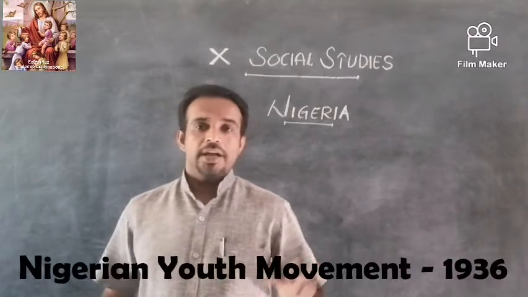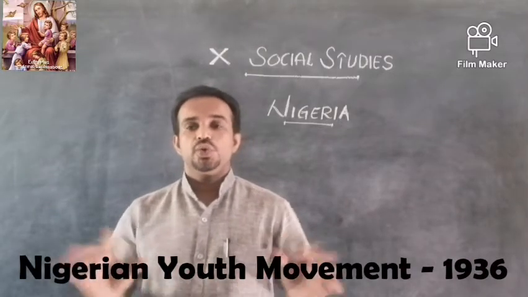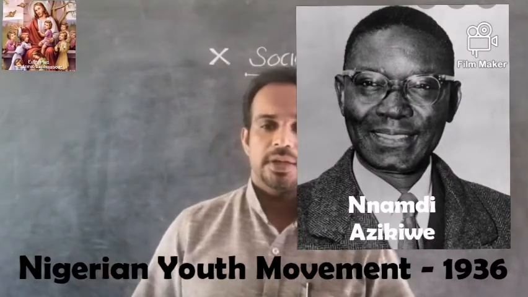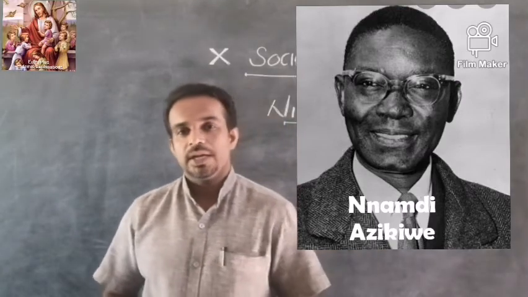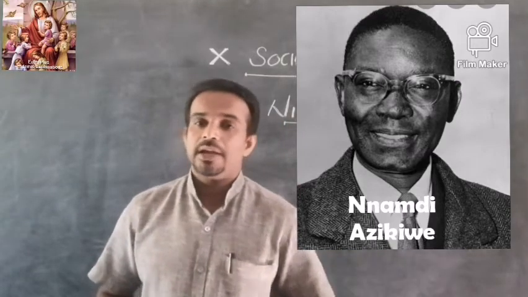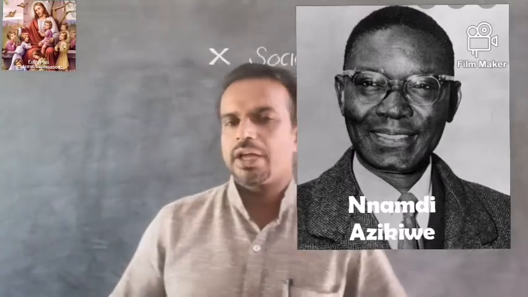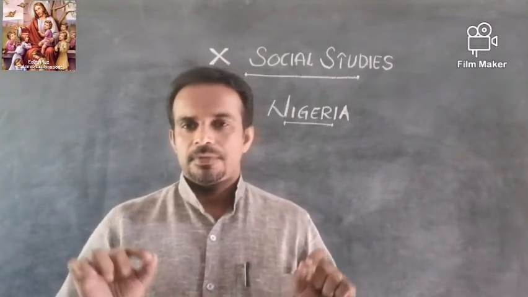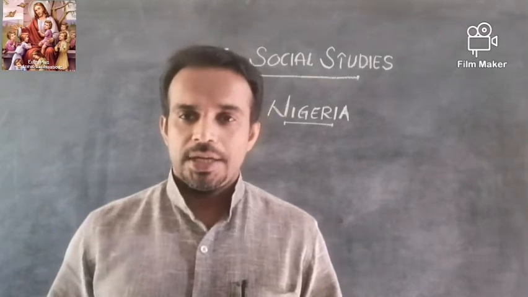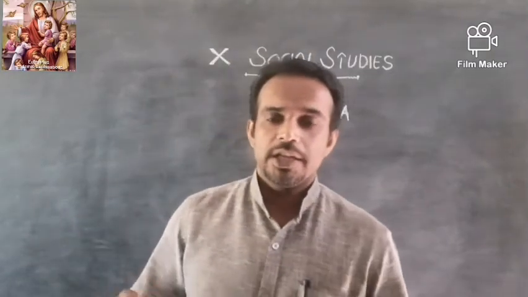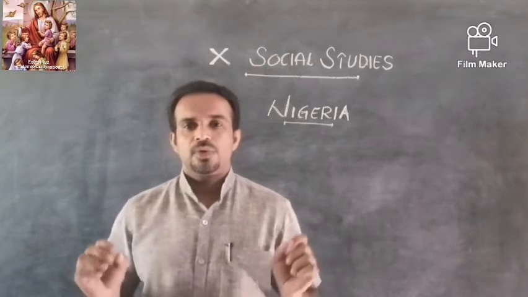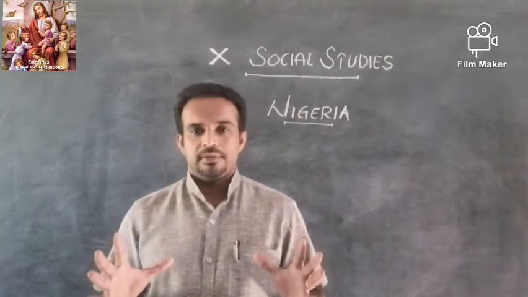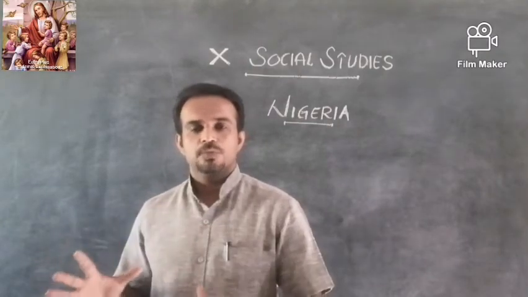And in 1936, another political party came up, the Nigerian Youth Movement. Nnamdi Azikiwe was the leader of that movement. The Nigerian Youth Movement was established by a very prominent Nigerian leader, Nnamdi Azikiwe. And he became very popular and very powerful on the political front of Nigeria. And by 1944, Herbert Macaulay identified that he alone could not achieve independence for Nigeria. So, in order to get independence for Nigeria, he needed the support of young men and the youth movement.